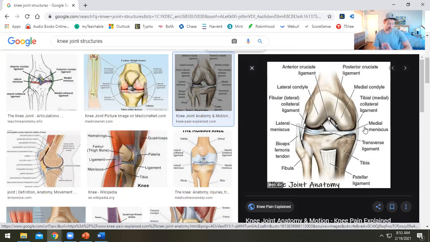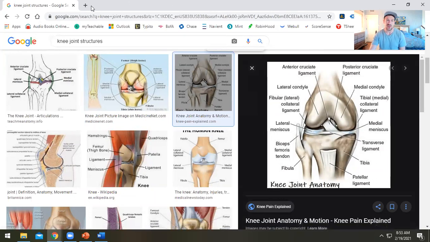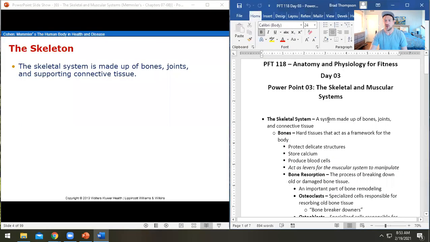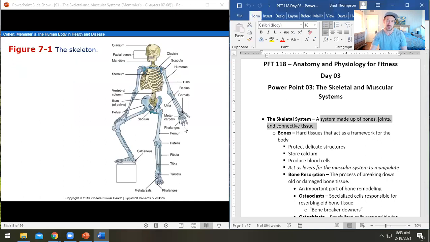So that's all part of the skeletal system as well. This little ligament is technically its own little organ, and it works together with the other ligaments in the knee to hold everything together. That's a big part of when we're looking at these structures. So your skeletal system is not just your bones. It's your bones, the joint itself, which is this cavity here, and the connective tissue that holds all of it together. So it's your bones, joints, and connective tissue.